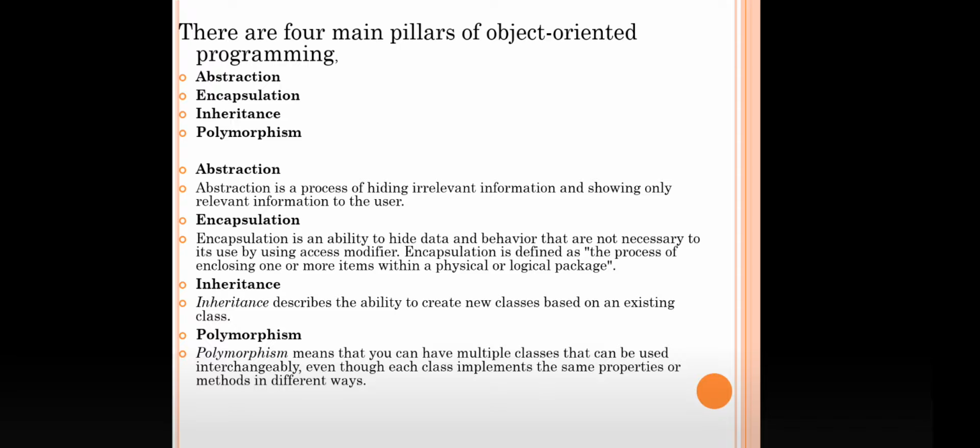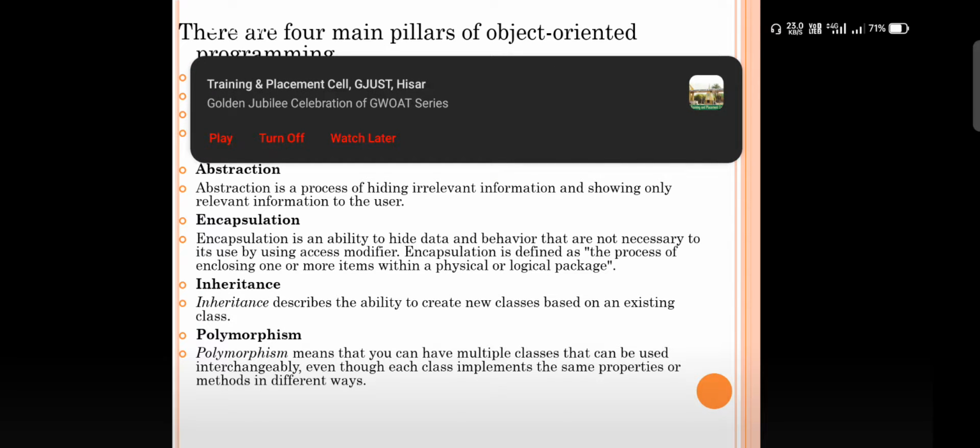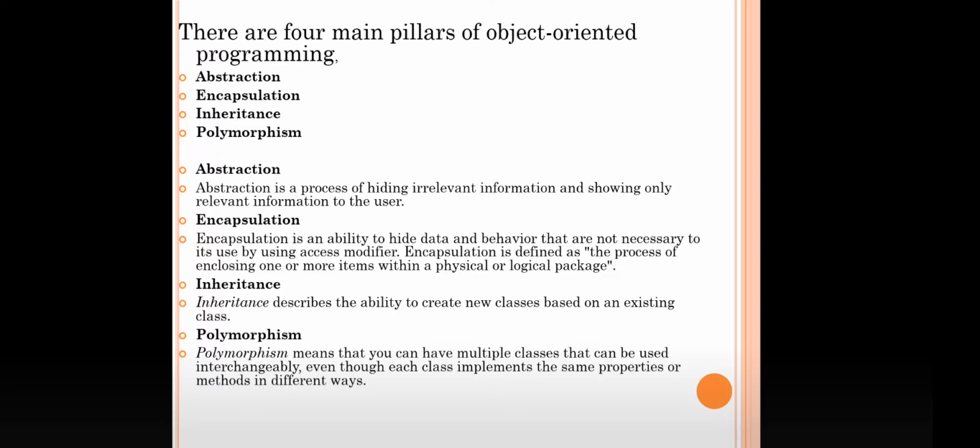Therefore, the main pillars of object oriented programming. Because of the four pillars, every object oriented programming language stands. First is abstraction, second is encapsulation, then inheritance, polymorphism. Then abstraction, what is it? Abstraction is the process of hiding irrelevant information and showing only relevant information to the user. If we want to hide something, then we use the concept of abstraction because we don't want to show this information to others.